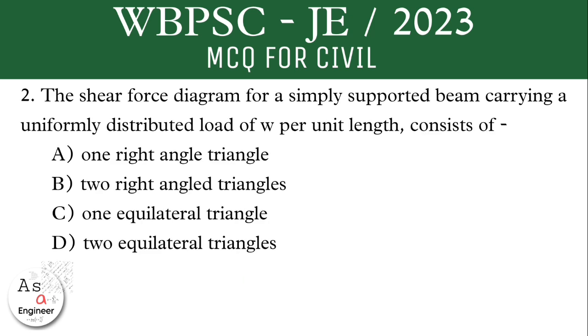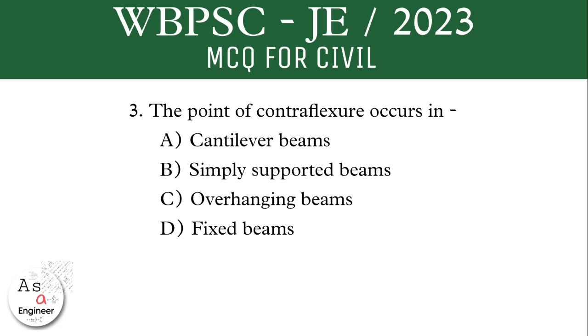Next question. The shear force diagram for a simply supported beam carrying a uniformly distributed load of W per unit length consists of. The correct answer is option B, two right-angled triangles. The point of contraflexure occurs in.